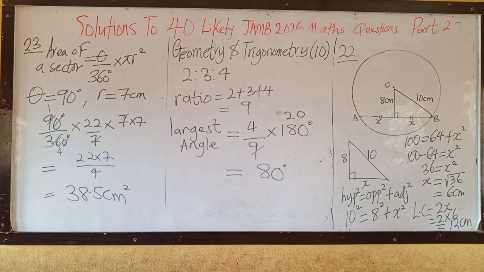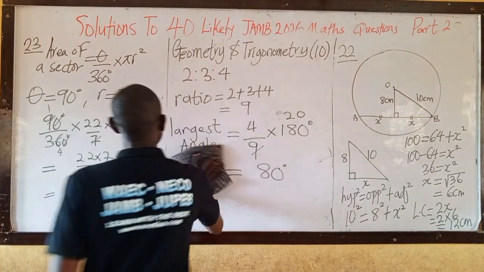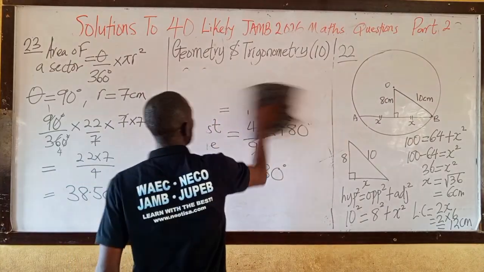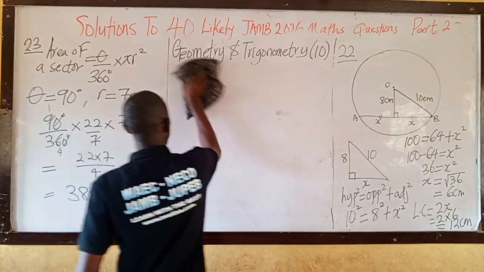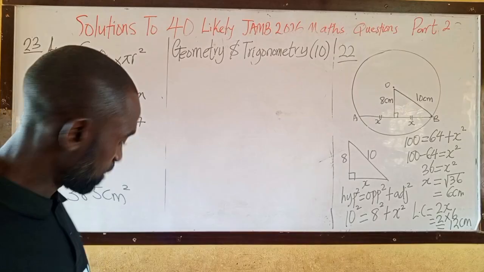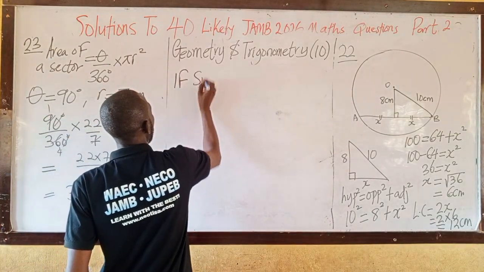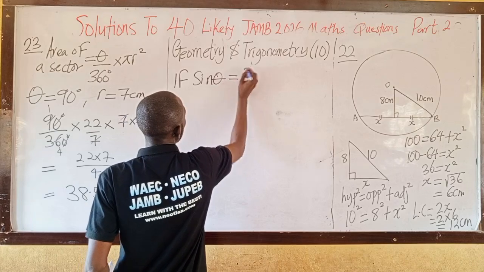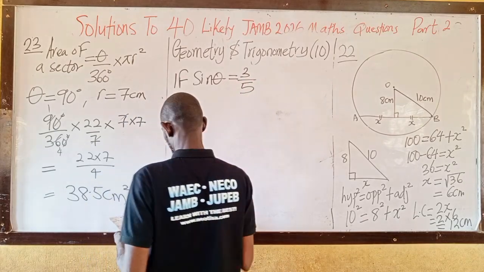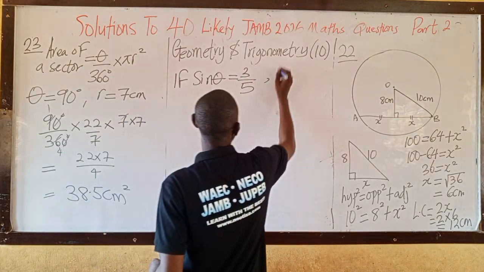Let us go to question number 24. Still under geometry and trigonometry questions, we have 10 questions there. If sin theta equals 3 over 5, we have to find tan theta.